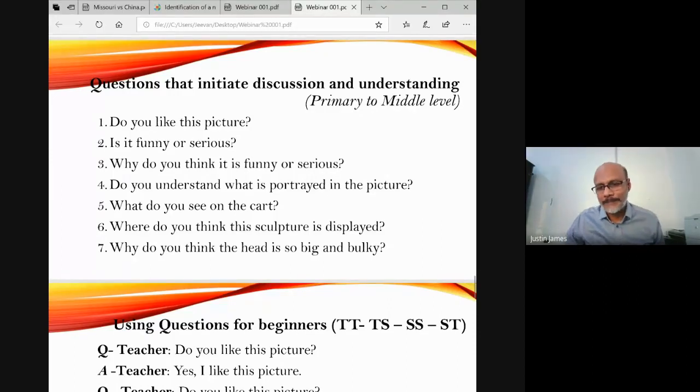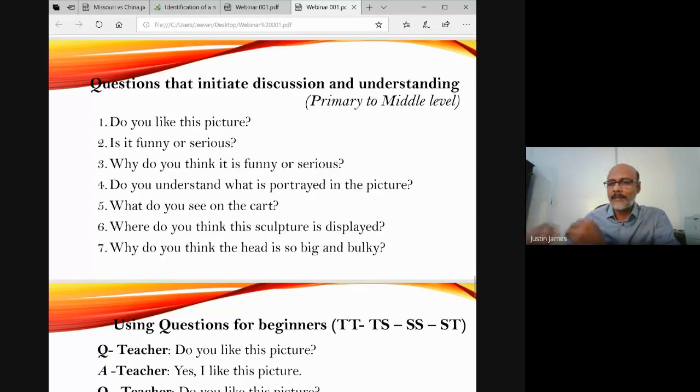Funny. Okay. Anyone who thinks that it is serious? It is presenting a very serious issue. Okay, and satiric also. Very good. So it is funny or serious. Why do you think it is funny or serious?